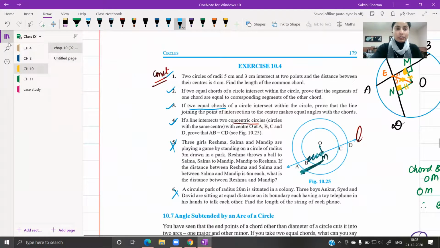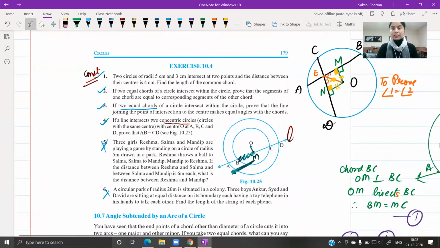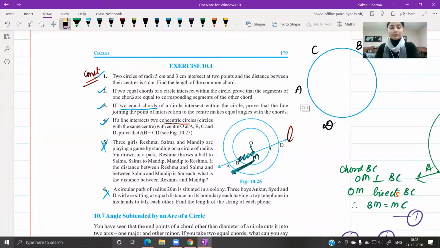Let's do question number 2. This is a little more complicated than the last 2 questions that we have done. So you have been given 2 equal chords. Question number 2: if 2 equal chords intersect within the circle, let's say the point of intersection is E. Prove that the segments of one chord are equal to the corresponding segments of the other chord.